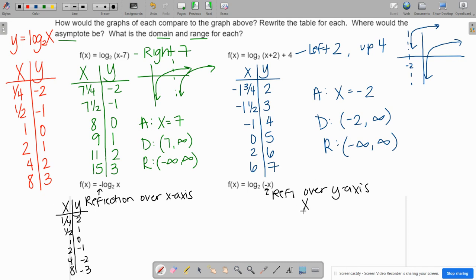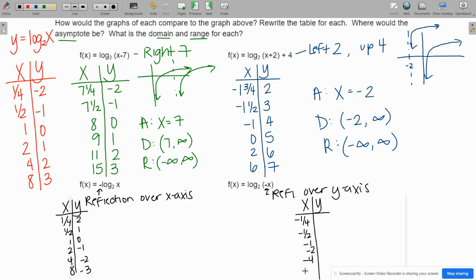Versus over here, reflecting over the y-axis is going to make all of your x's the opposite. So you would have -1/4, -1/2, -1, -2, -4, and -8, but you would keep all of the original y's. So -2, -1, 0, 1, 2, and 3.